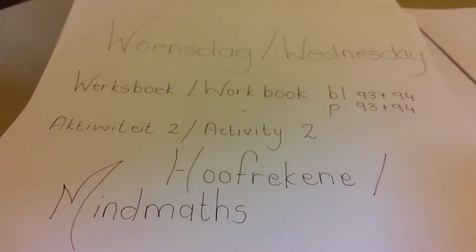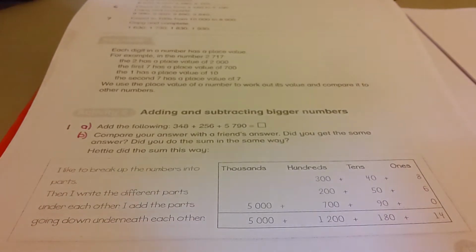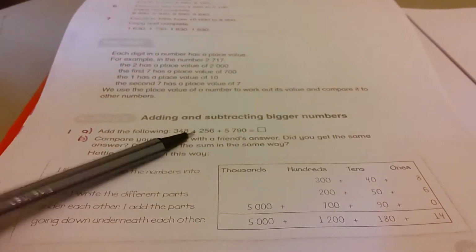All right, so when we look at the example on page number 93 of the workbooks that I handed out to you, there's activity 2 at the bottom, adding and subtracting bigger numbers. Number 1A has a sum which asks us to add the following: 348 plus 256 and plus 5,790. That's that sum over there.